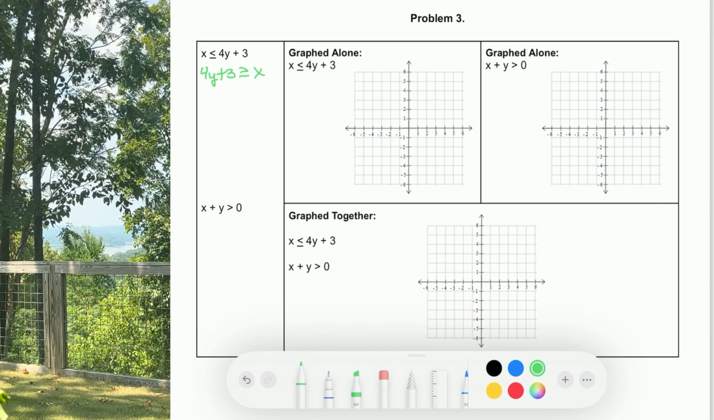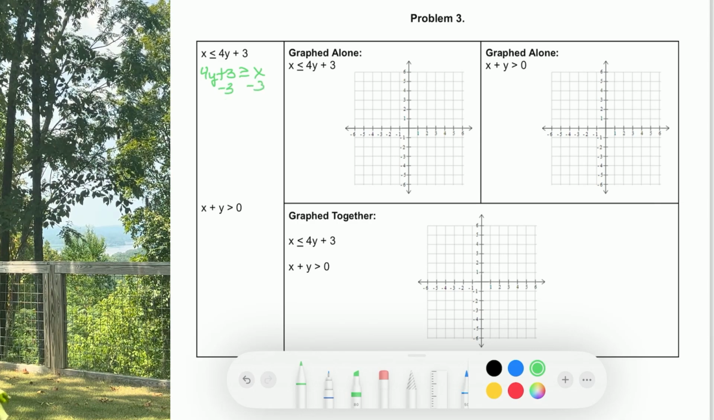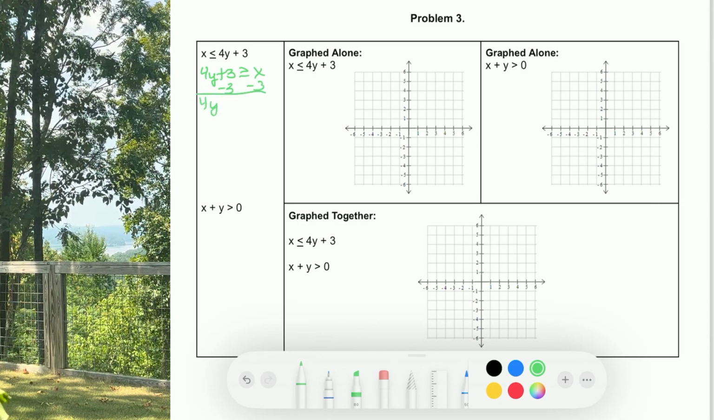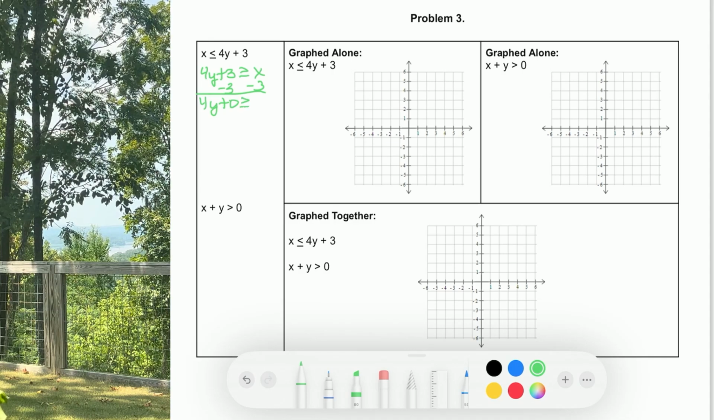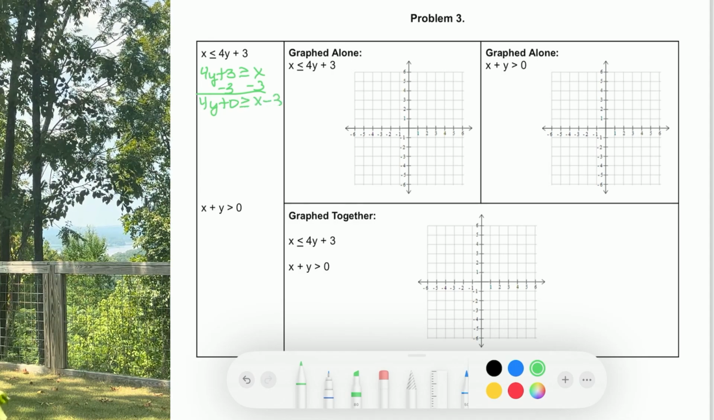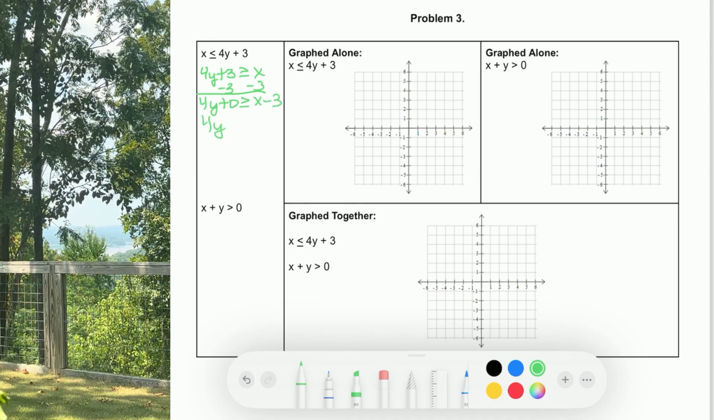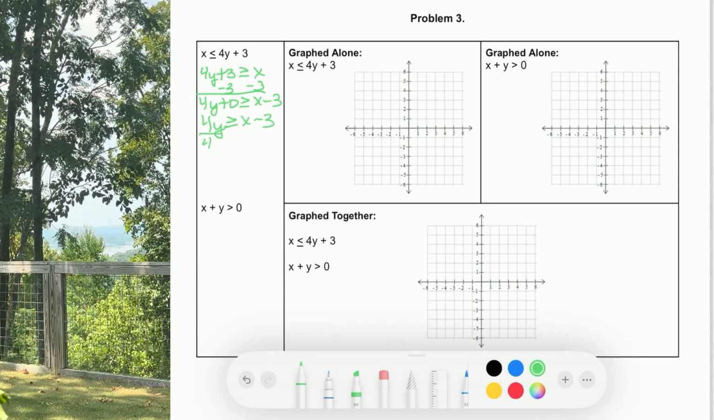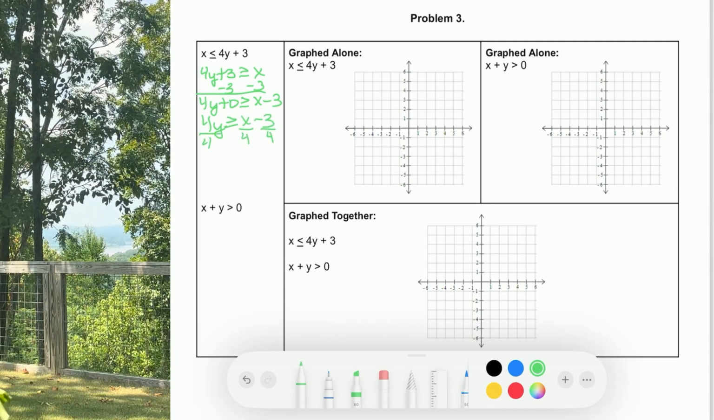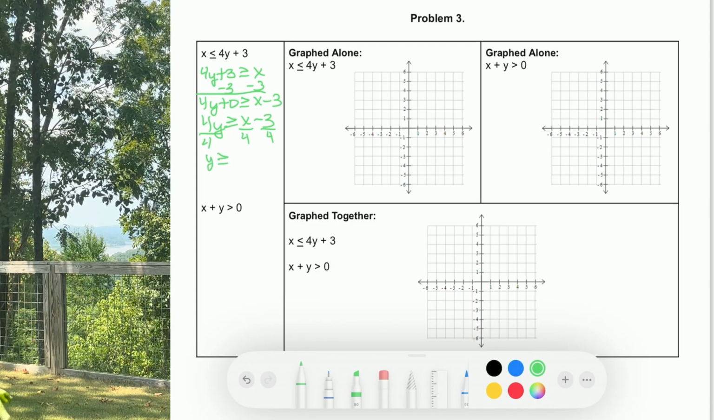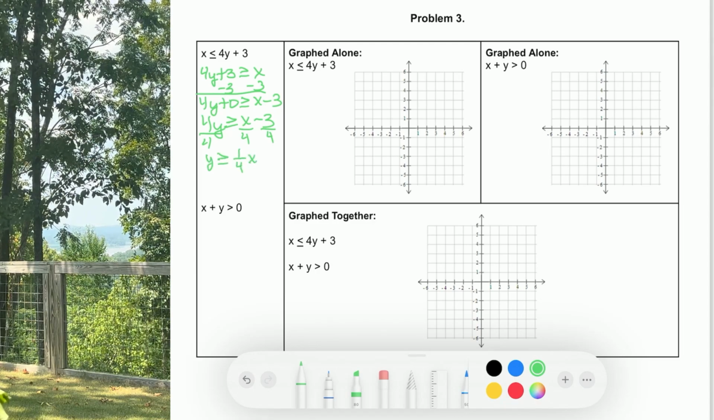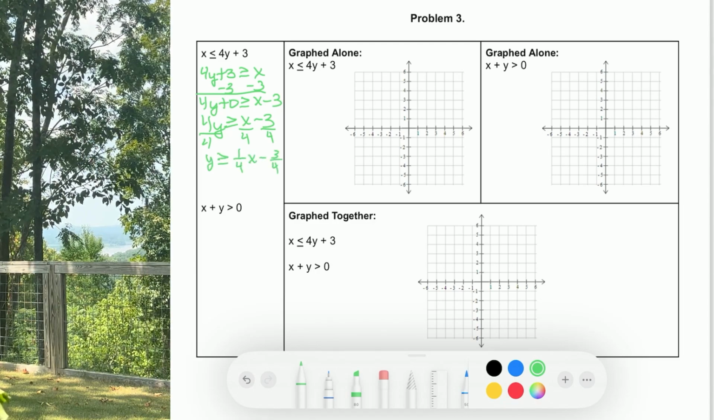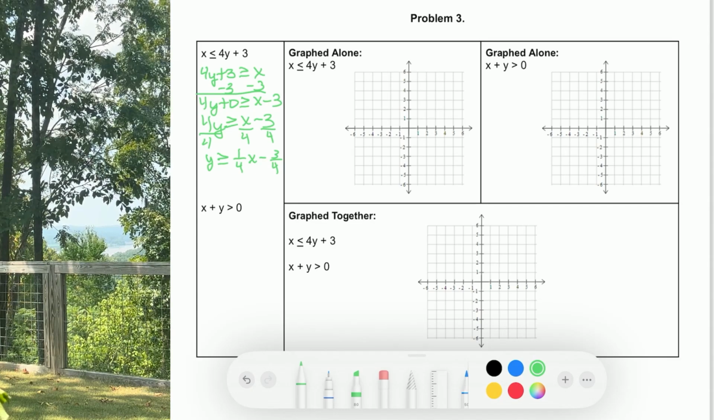I'm going to subtract the 3. That gives me 4y plus 0 is greater than or equal to x minus 3. Rewrite that. Divide everything by 4. And I get y is greater than or equal to 1/4 x minus 3/4. I'm going to write that over here.